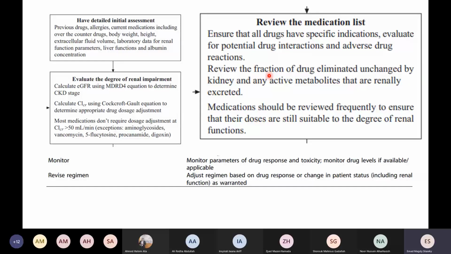And then after applying the drug, I should monitor, especially drugs with a low therapeutic index, monitor for drug response and toxicity, monitor for hypersensitivity, and then revise the regimen. And this is what we do with multiple drugs. Just I will take you through a final example.